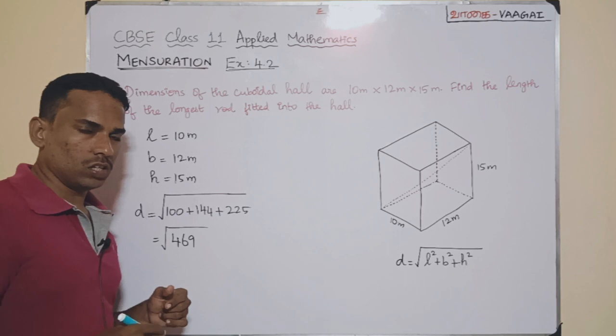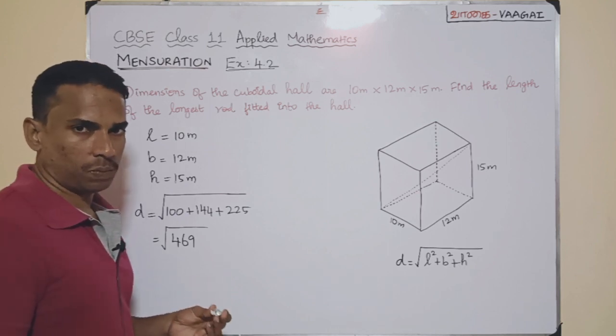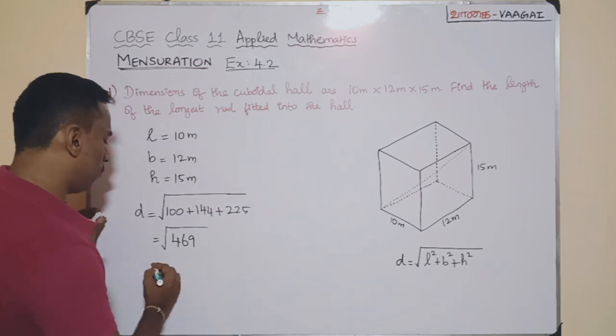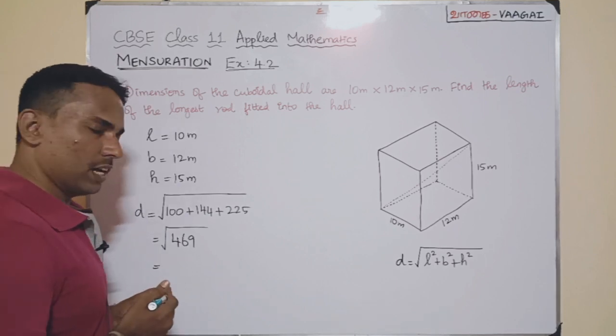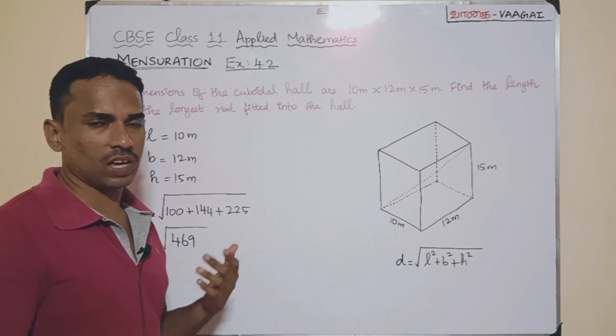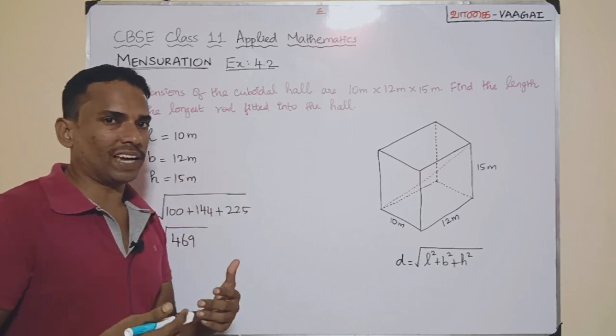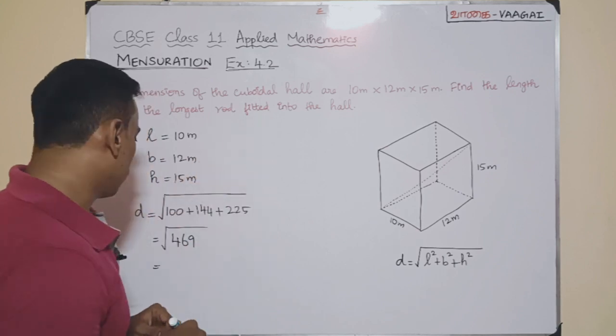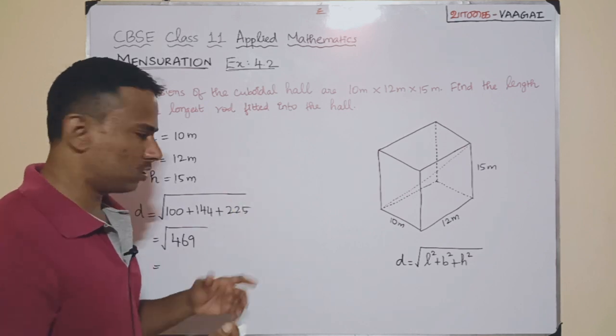And 469 is not a perfect square, so we need to solve for this. We can either use logarithm to find the answer for this expression, or otherwise go for the square root calculation using the division method. Let me quickly use the division method itself.